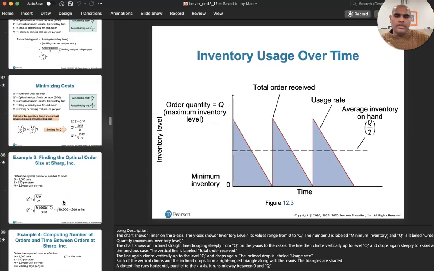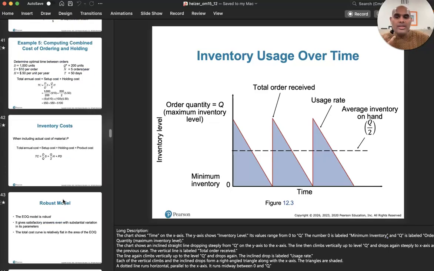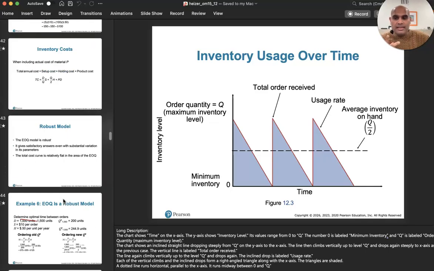But what if that's not the case? What if demand is variable? That is the major assumption of the economic order quantity model. What happens if we relax that assumption?